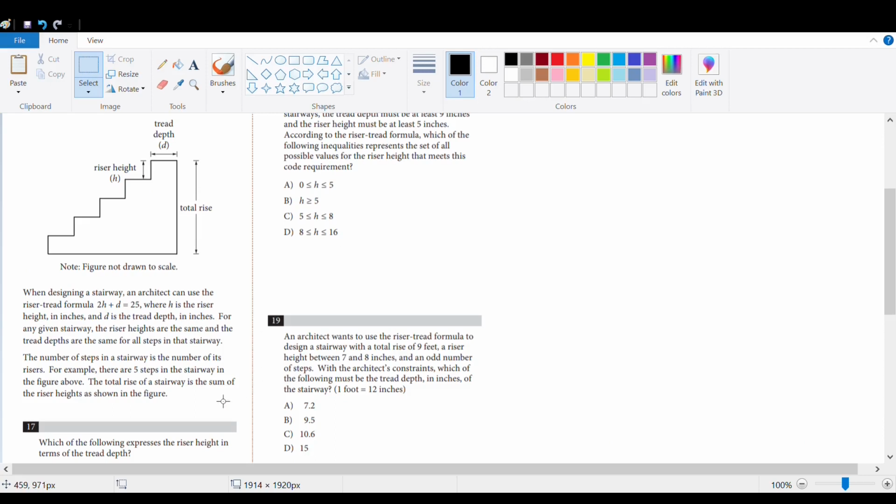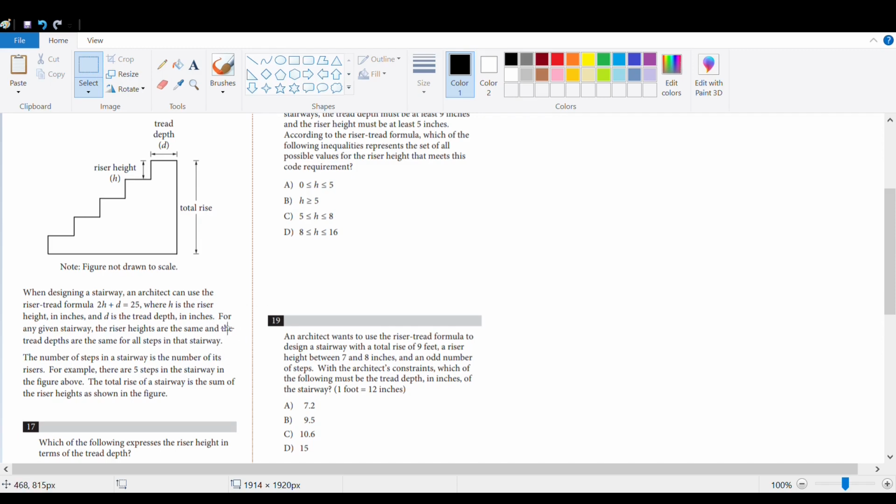So this is going to be a review of questions 17 through 19 on practice test 6 of the SAT. When designing a stairway, an architect can use the riser tread formula 2h plus d equals 25, where h is the riser height in inches and d is the tread depth in inches.